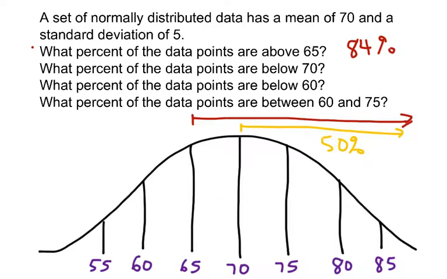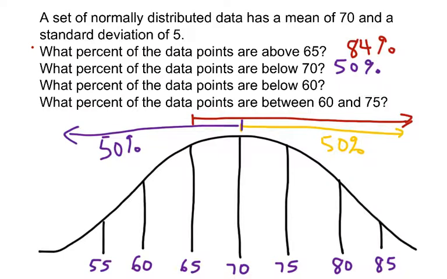Let's look at the next one. The next one says, what percent of the data points are below 70? This actually turns out to be a pretty easy question, because 70 is right in the middle of my curve. It's the mean of my data set, which, because it's normally distributed, means it's also the median of my data set. And I know that half of the data points are below the median. So what percent of the data points are below 70? Well, 50% of them are below 70.